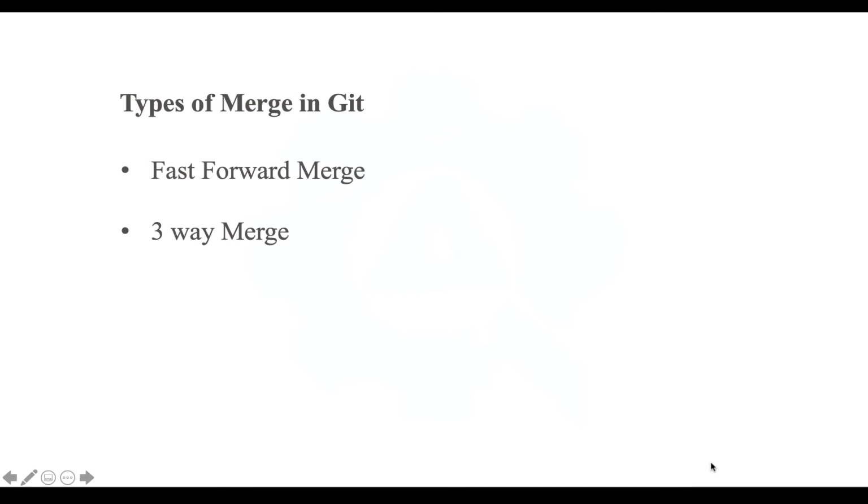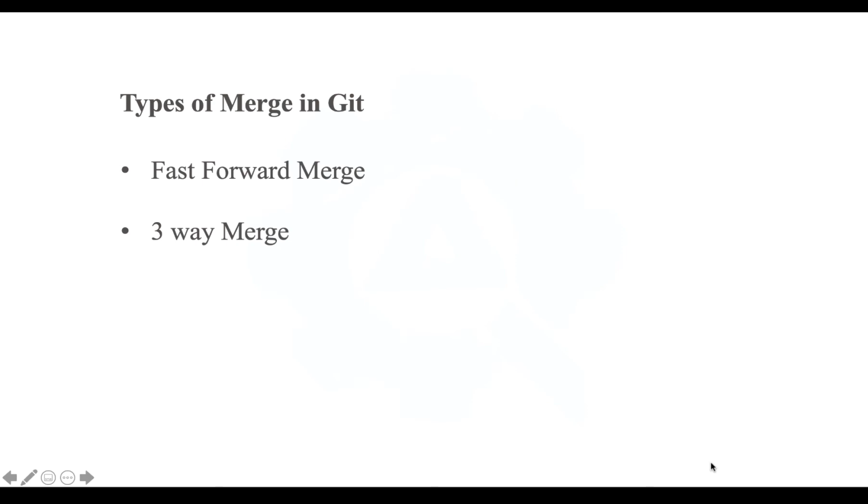We have two types of merge in Git. One is called fast forward merge and the second is three-way merge. Fast forward merge is a very basic or initial kind of merge used in Git, and I would say it is not used frequently in a real-time project. The most used kind of merge is the three-way merge, because in a real-time project the merge that happens is a complicated one. We'll talk about these complications in an upcoming video, but in this session we'll focus on fast forward merge.